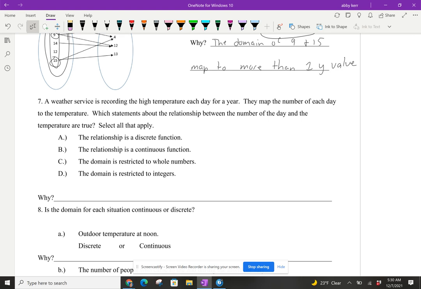The Weather Service is recording the high temperature each day for a year. They map the number of each day to the temperature. So day 1, day 2, day 3, day 4, so on and so forth. This would be a discrete function because we're talking about day 1, day 2, day 3.